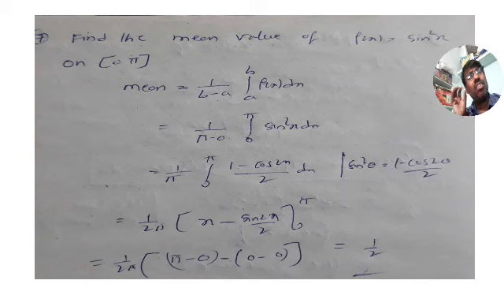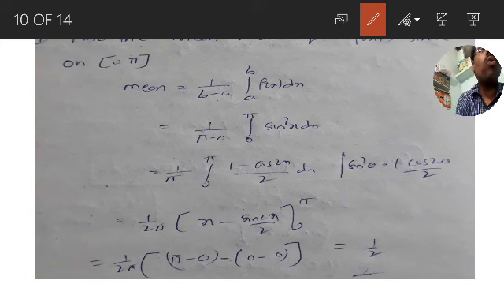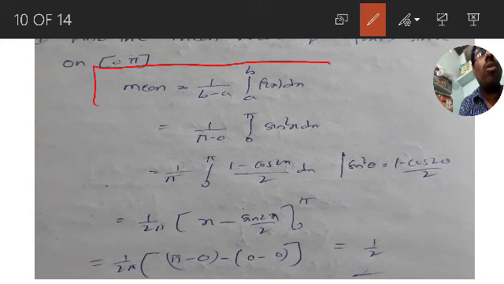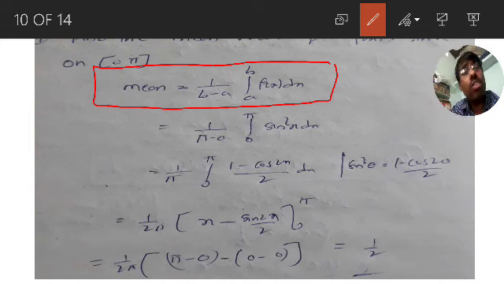So these three things, what is f of x, what is the a value, the lower limit, what is the b value, the upper limit, everybody is able to get from the problem itself. Are you getting? Now he asked us to find the mean value. Up to now you are able to remember the formula: the mean is equal to 1 by b minus a integration a to b f of x dx. That is my mean value.